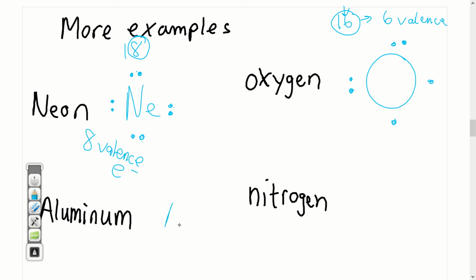Aluminum, we already said, has 3 valence electrons. So it only needs 3 dots. 1, 2, 3. Done. Okay. Nitrogen. Nitrogen is group 15, so 5 valence electrons. So 1, 2, 3, 4, 5. You don't always have to start on the left side. You just have to make sure you go around once before you decide to pair them up.